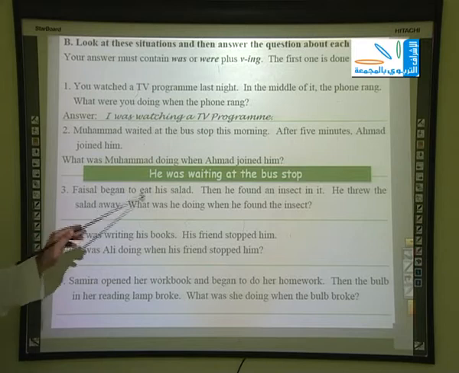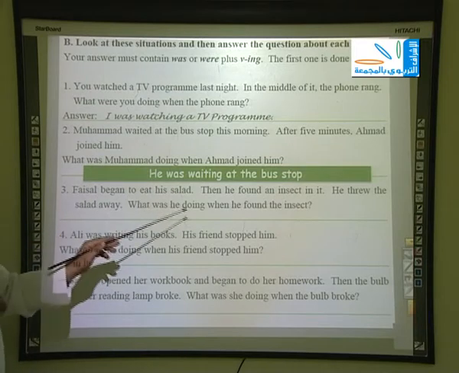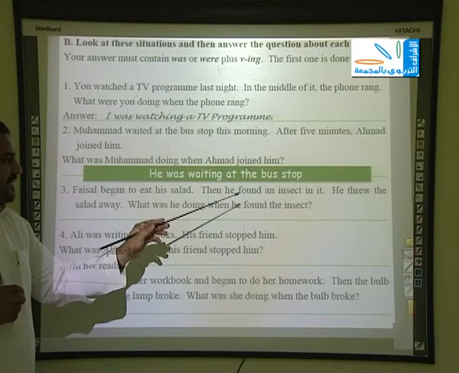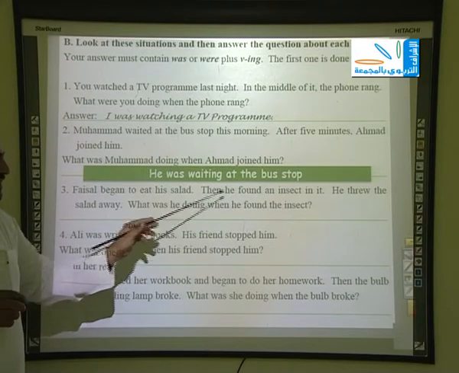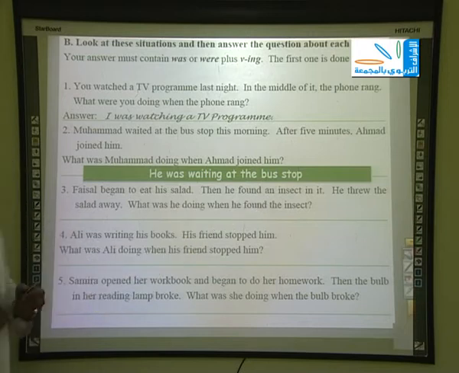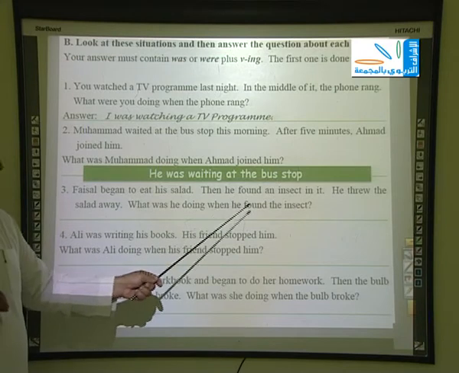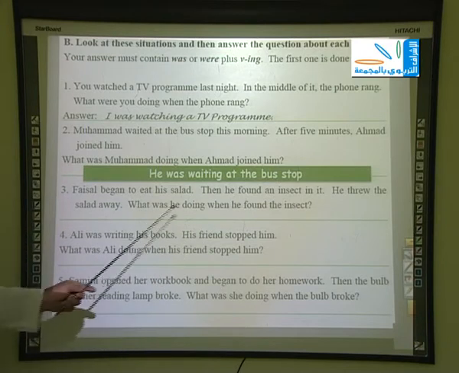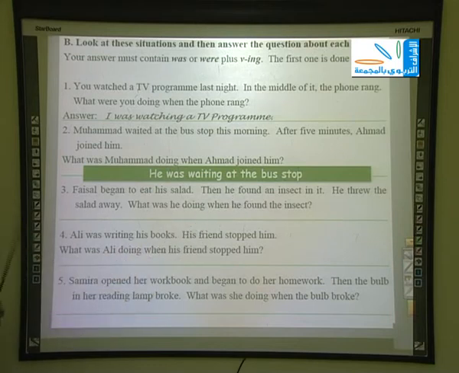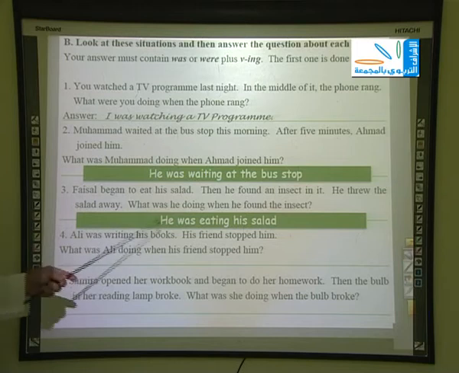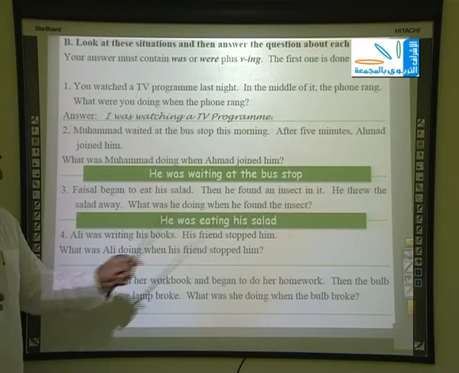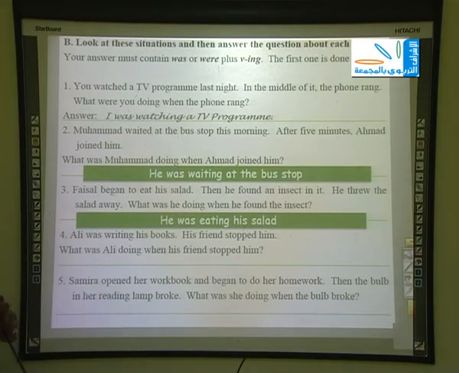Let's move to situation number 3. Faisal began to eat his salad. Then he found an insect in it. He threw the salad away. What was he doing when he found an insect? Let's see the answer. The answer is, he was eating his salad, or he was eating salad.